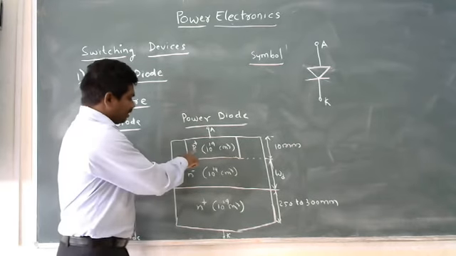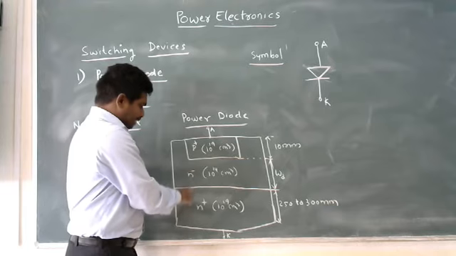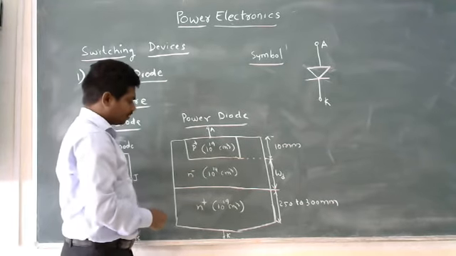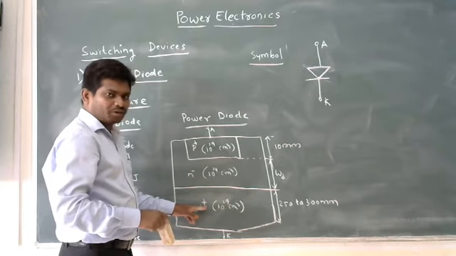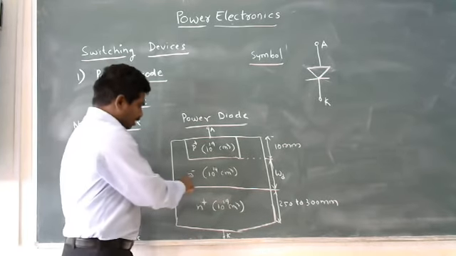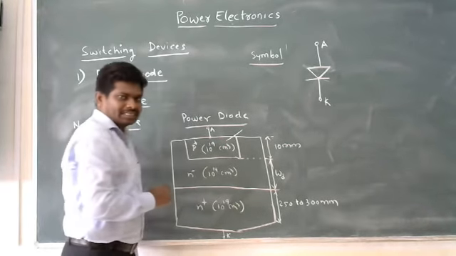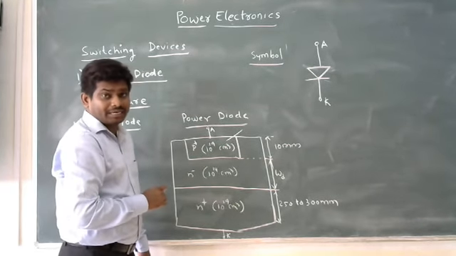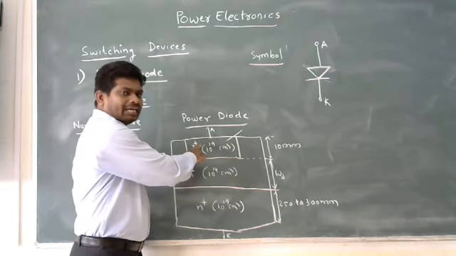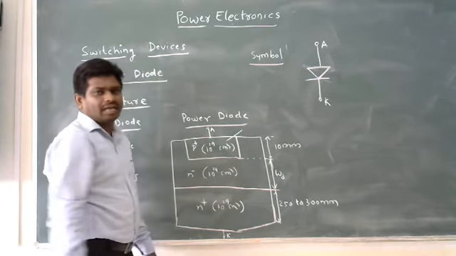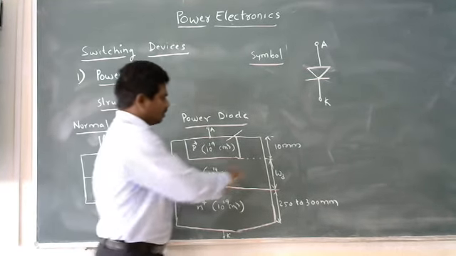Look at this. This is p-type material, p plus, n minus, n plus. Very simple. What do n minus and n plus indicate? Doping level. P plus means it is p-type material that is highly doped. This plus indicates the highly doped material. See, this is the structure.